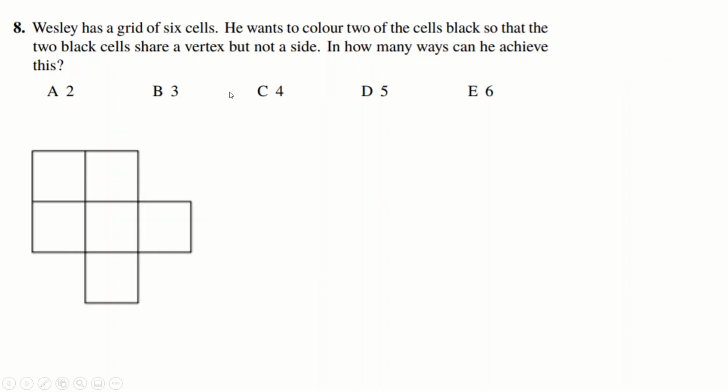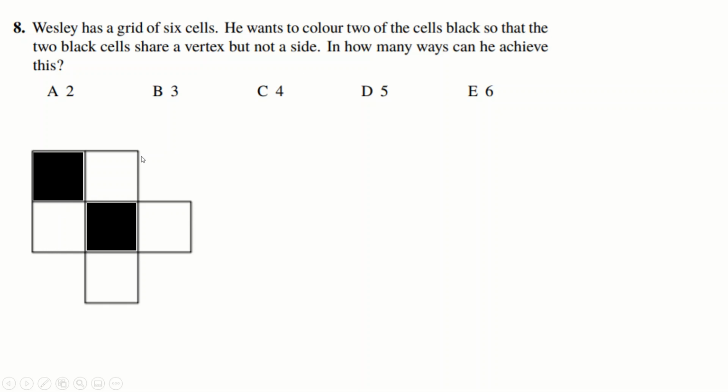So a grid of 6 cells wants to color 2 of the cells black like this and this, such that no 2 black cells share a side. A vertex is a fancy word for a corner, but not a side. So he can't color this and this in, because then they would share this side, but this is fine because they just share a corner and not a side.